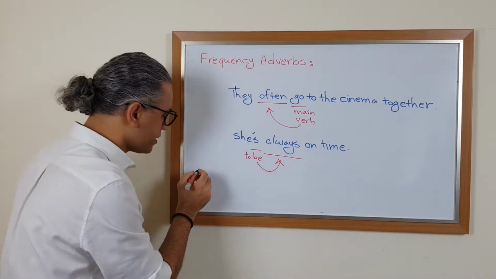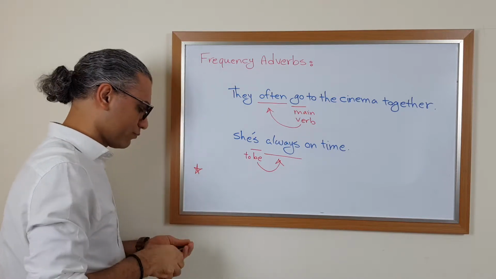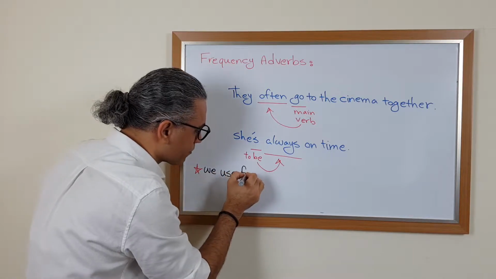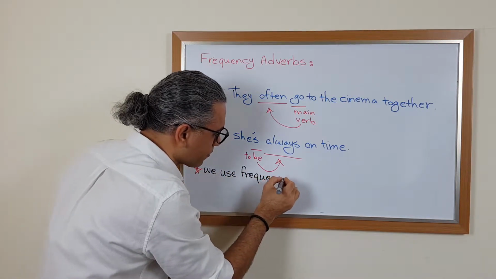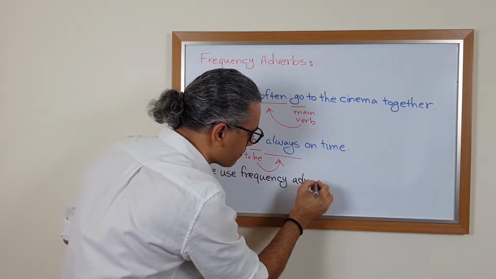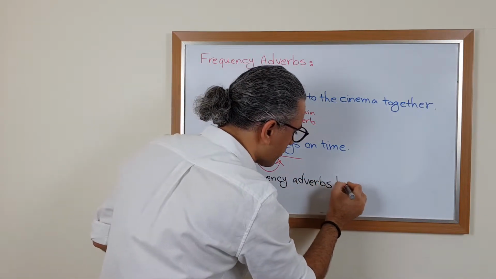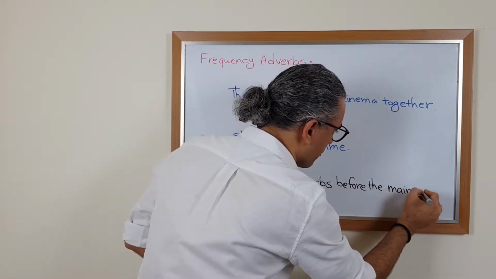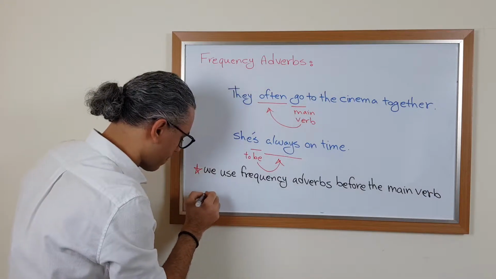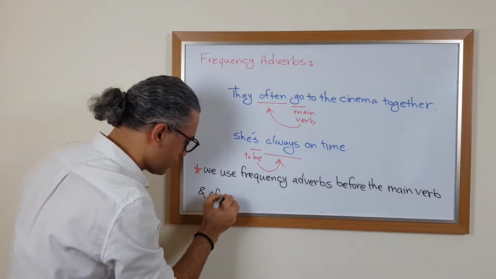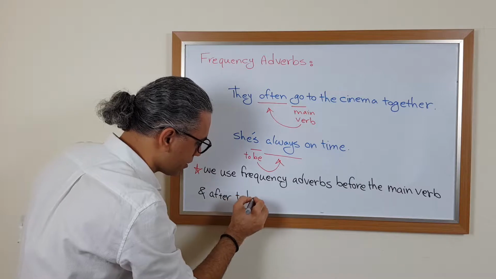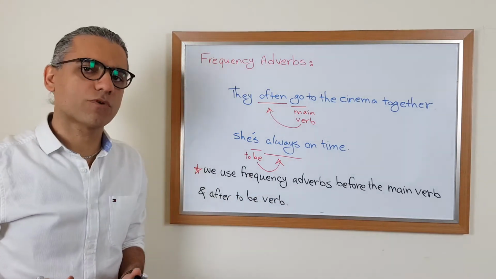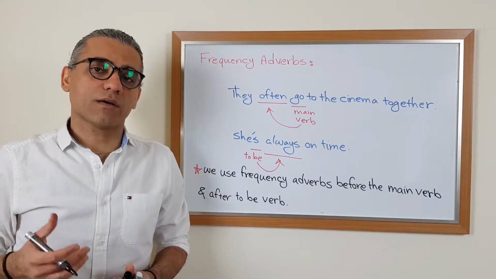So, as a point, we use frequency adverbs before the main verb and after to-be verb. But remember, this is a general rule because we have some exceptions.